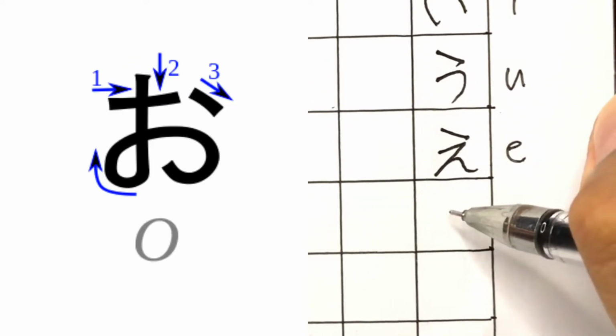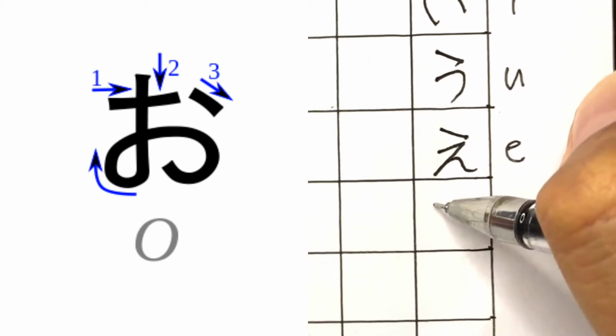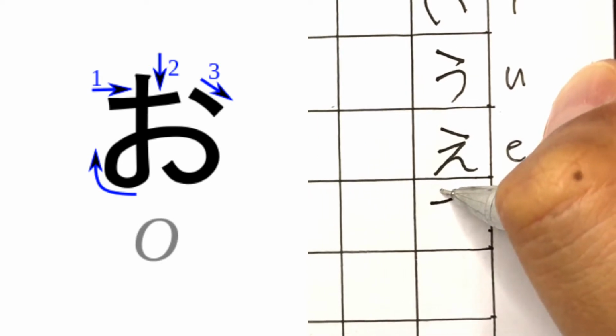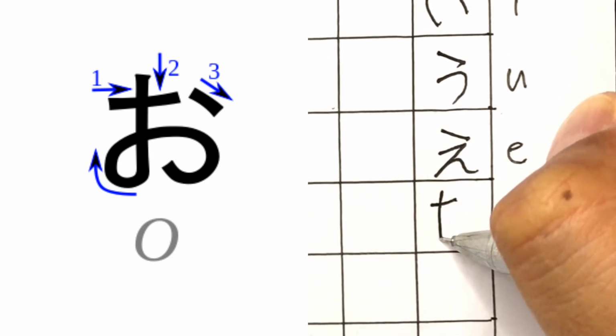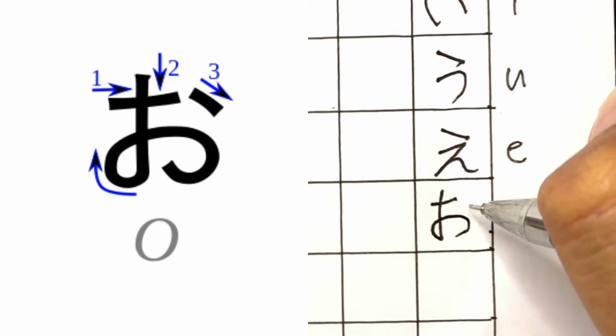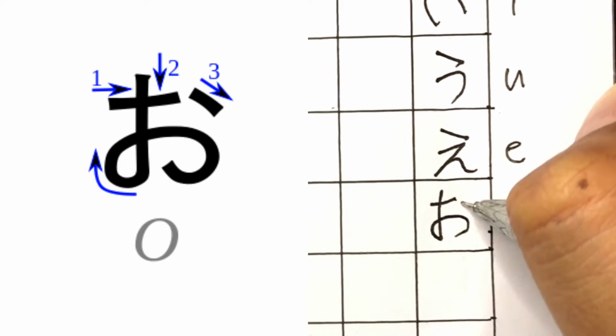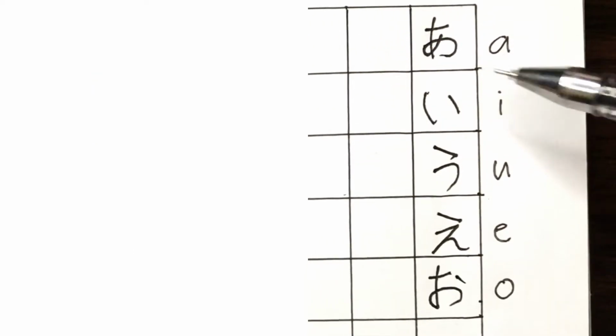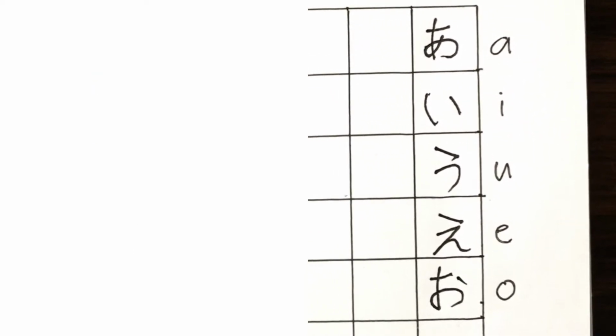The last vowel is o. First we start with the first stroke, same as a. Then the last stroke will be here. So: a, i, u, e, o.